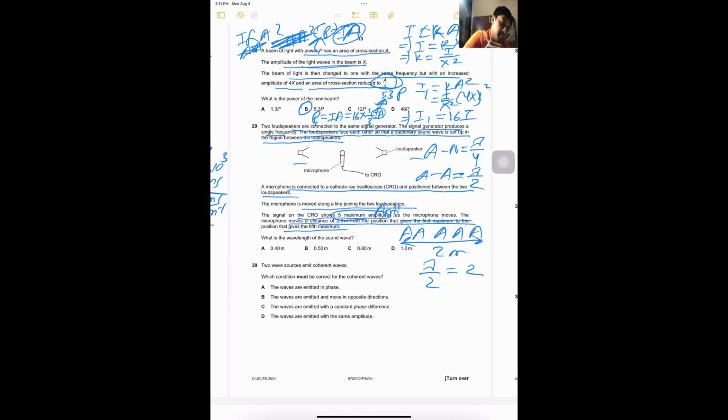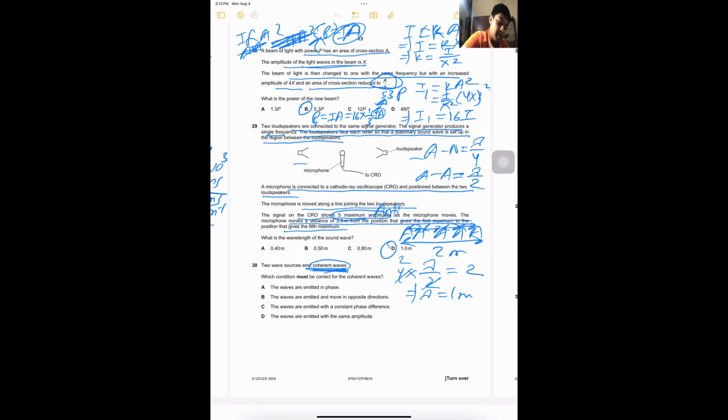Fifth maximum and the initial maximum. Exactly, there are actually four amplitude to amplitude distances. Sorry, I missed that. So 4 into it would be, so this would be cancelled out, and lambda would be 1 meter. Answer is D.